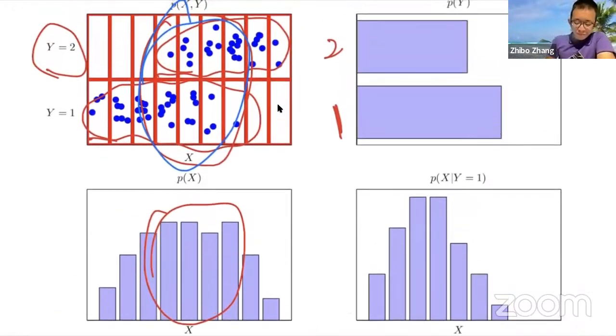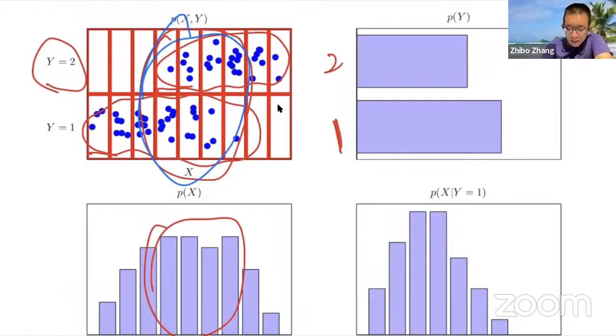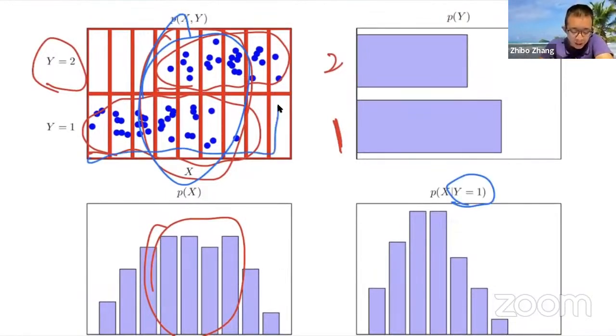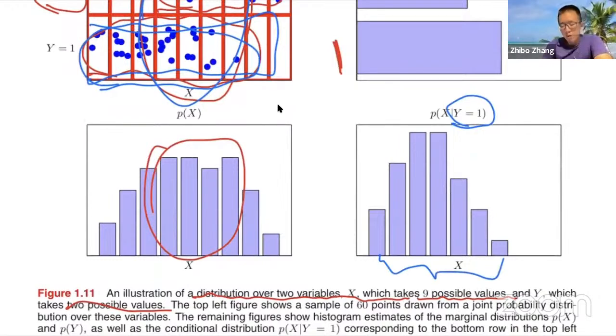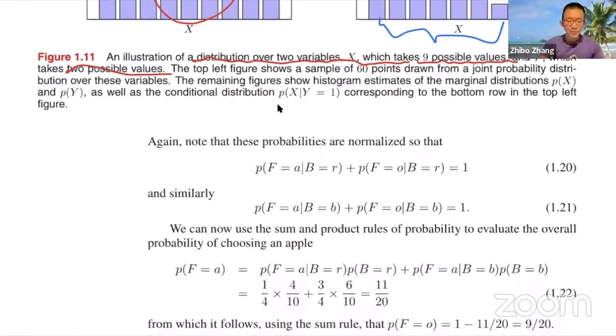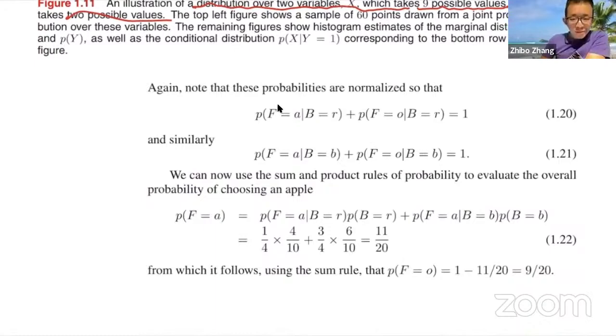And if you take a conditional density, only looking at y equals 1, the corresponding distribution on x in terms of the conditional density looks like this. So you see that the majority of the points fall on the left-hand side of the x values, which is also the case here, right?